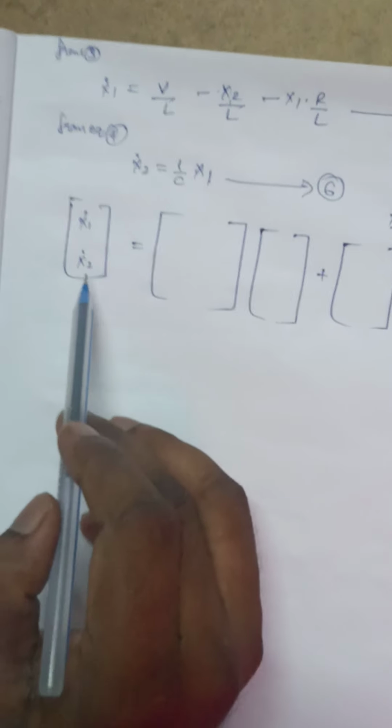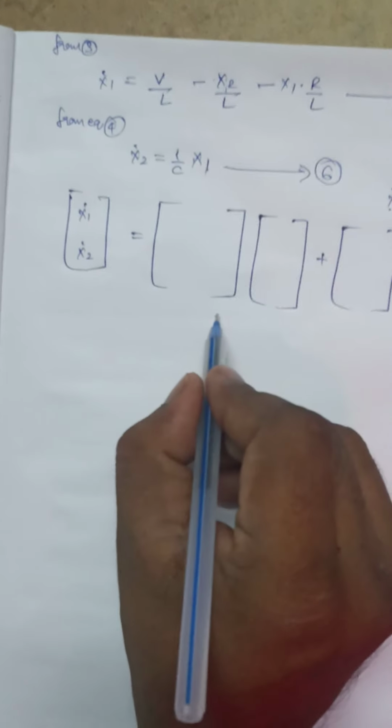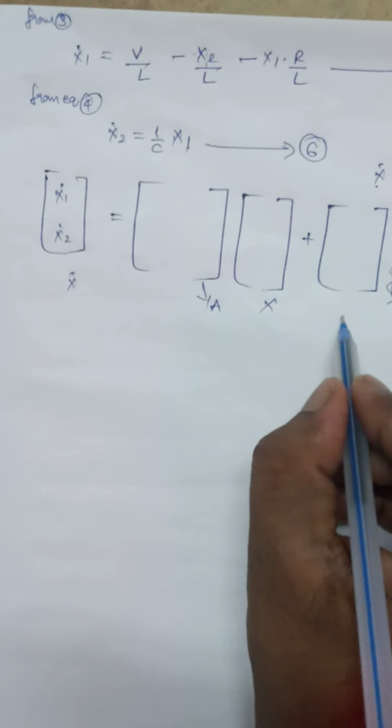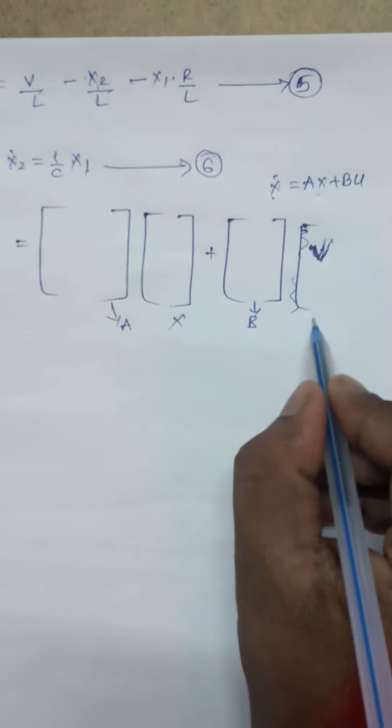This is x1 dot, x2 dot. It is the A matrix, and this is the X matrix. It is the X dot matrix. It is the B matrix. It is the input matrix.